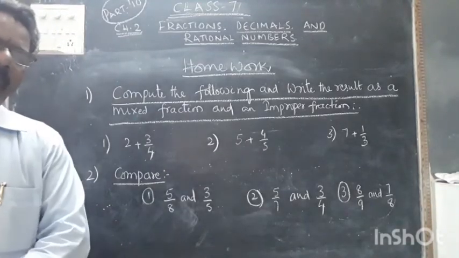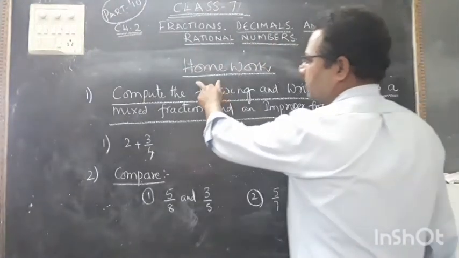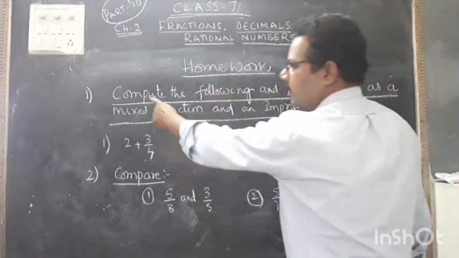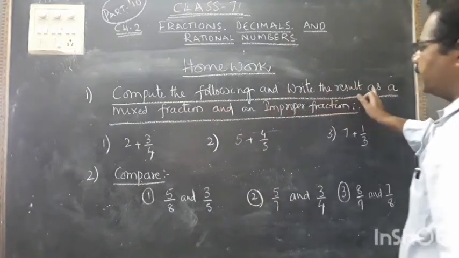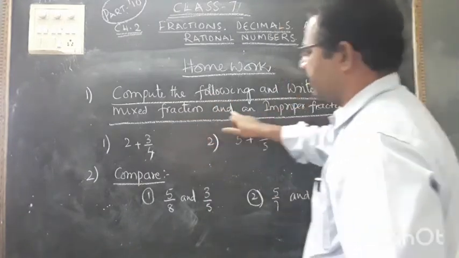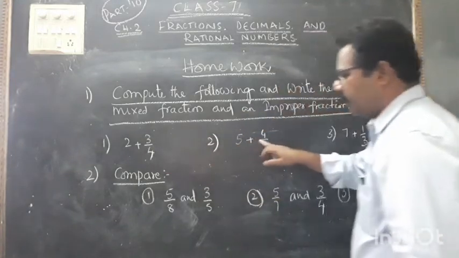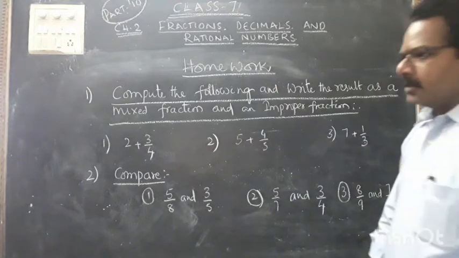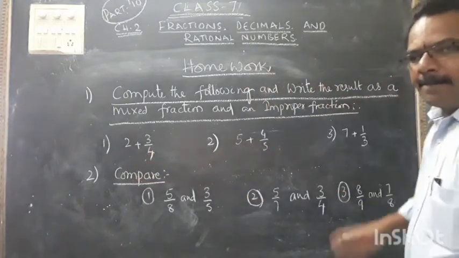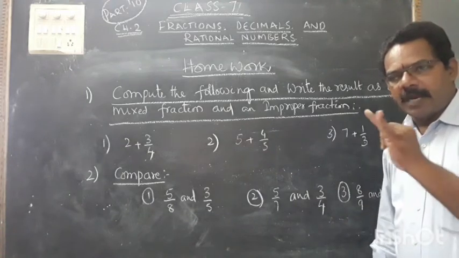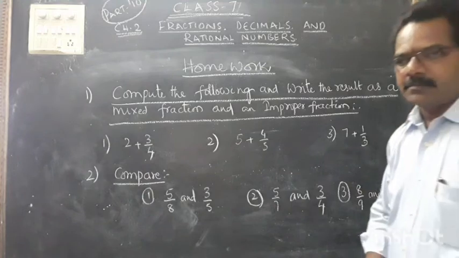See children, after watching this video, you have to do a small homework. What is the small homework? Compute the following and write the result as a mixed fraction and an improper fraction. Here I have given you three questions. So this one you have to find out the mixed fraction, and at the same time the mixed fraction should be converted into an improper fraction. Okay.